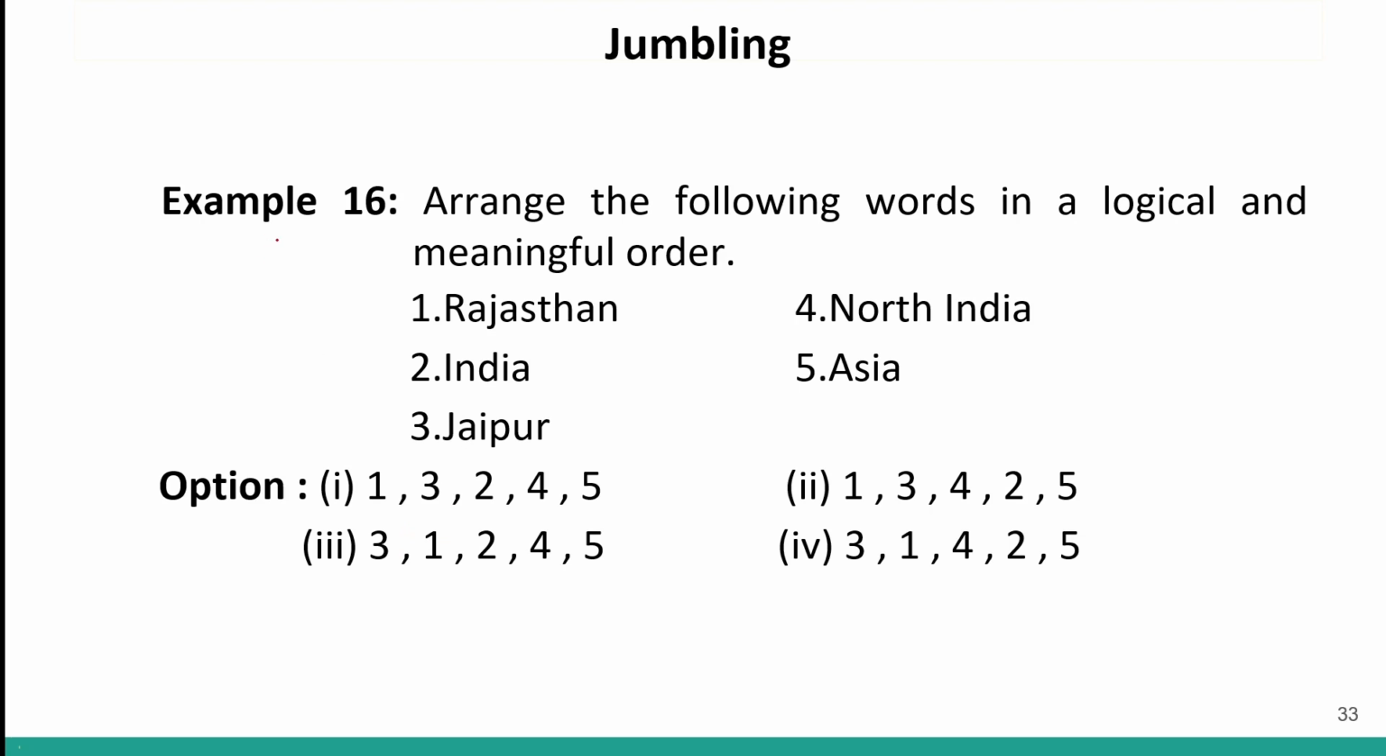Now, arrange the following words in a logical and meaningful order. So we have to arrange the following words in a logical and meaningful order. Now, I can see that Asia is a continent. Similarly, Jaipur is a city.